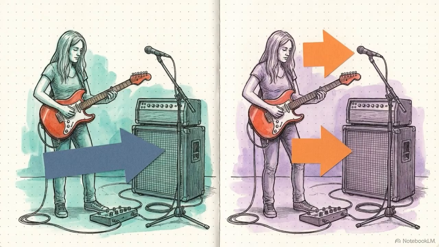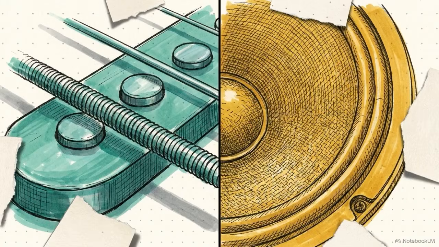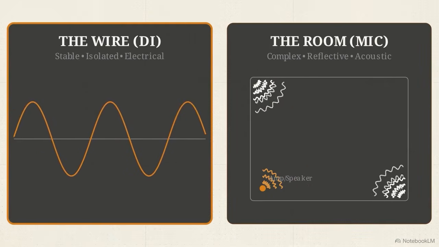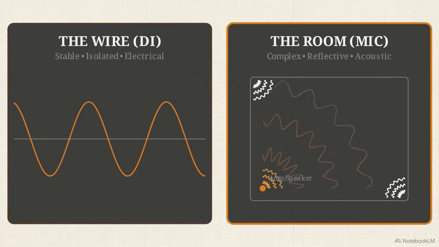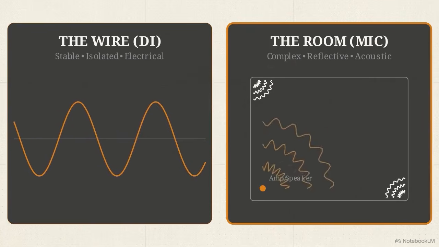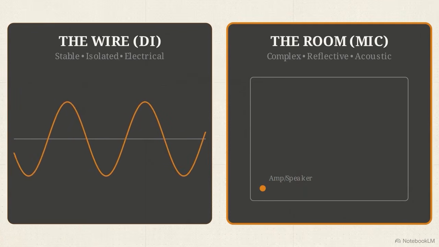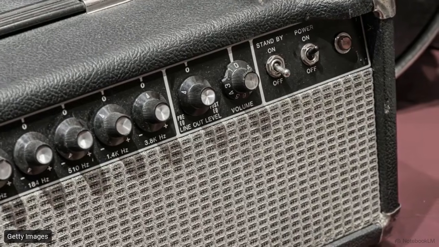The truth is, both methods capture the exact same player and the exact same instrument. They simply intercept the sound at two different physical stages of its existence. Your choice comes down to one basic question. Does your song need the flexible capture of electrical potential inside a wire, or the committed capture of physical air moved inside a room? Path A is direct injection, or DI.